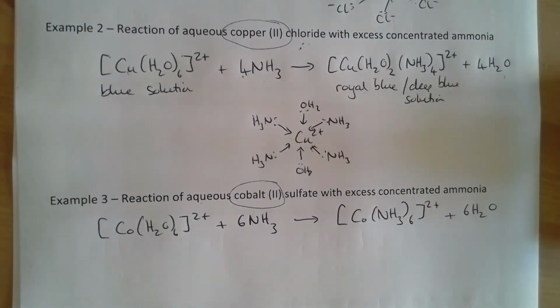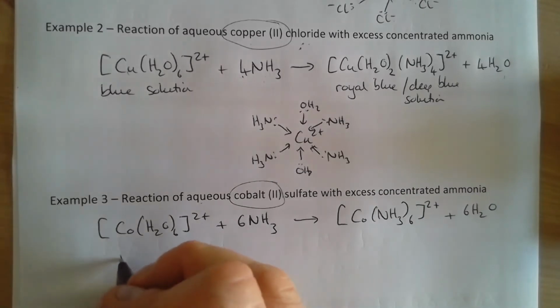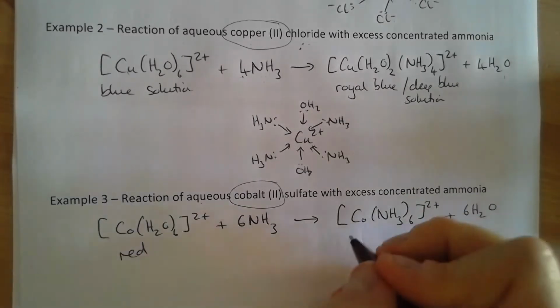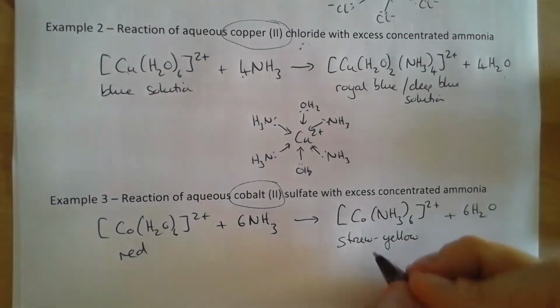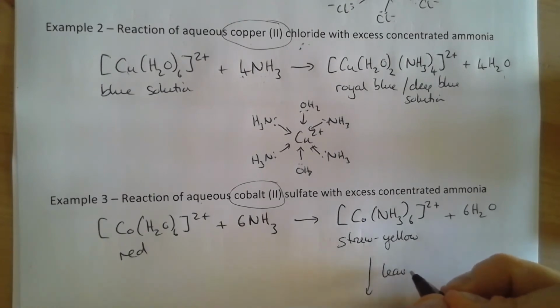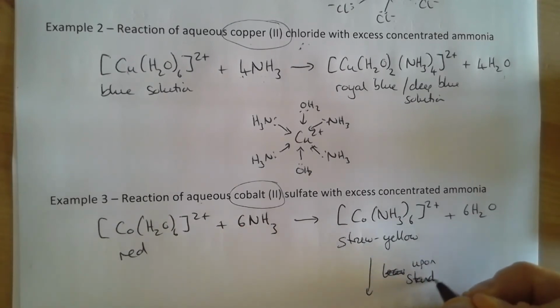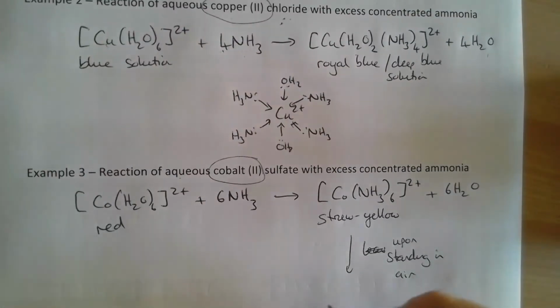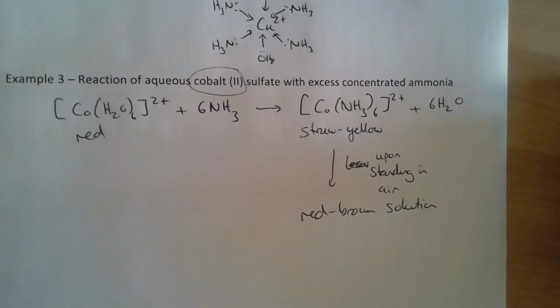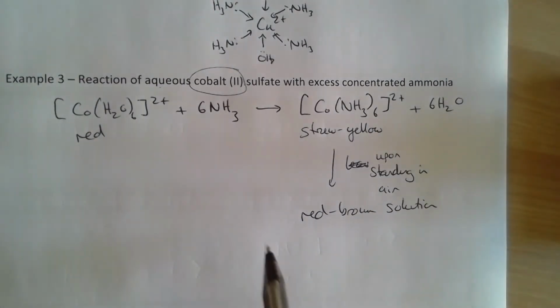This isn't a colour change we need to know, but there's something interesting that we do need to know about it. This is red, and then we end up with a straw yellow solution at the end. However, if this is left as an open test tube in the air, what actually happens is we end up with a red-brown solution. And this is something that often happens with certain transition metal ions. So if we've left this complex, it's a red-brown solution.